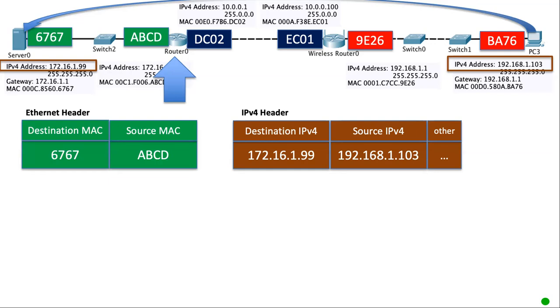So 172.16.1.99, server 0, its MAC address 6767. Okay. The rest of the frame gets encapsulated, and it goes from the NIC card of router 0, ABCD, to that of server 0's NIC card, 6767.